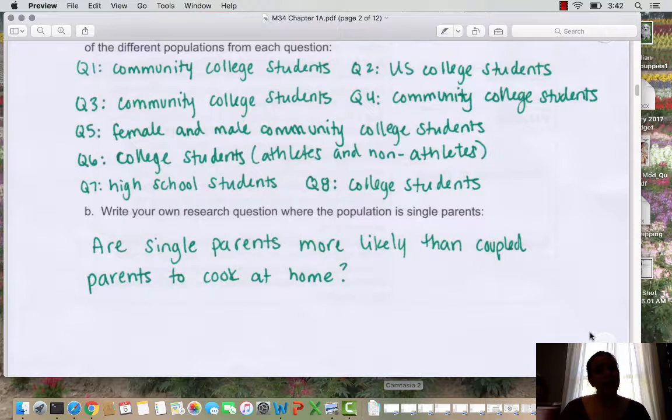So B asks us to write a research question where the population is single parents. So there are an infinite number of possible research questions you could write here. The question I wrote is, are single parents more likely than coupled parents to cook at home? So this question compares two populations, single parents and coupled parents, and then we'd have to design an analysis to see how often they cooked at home.